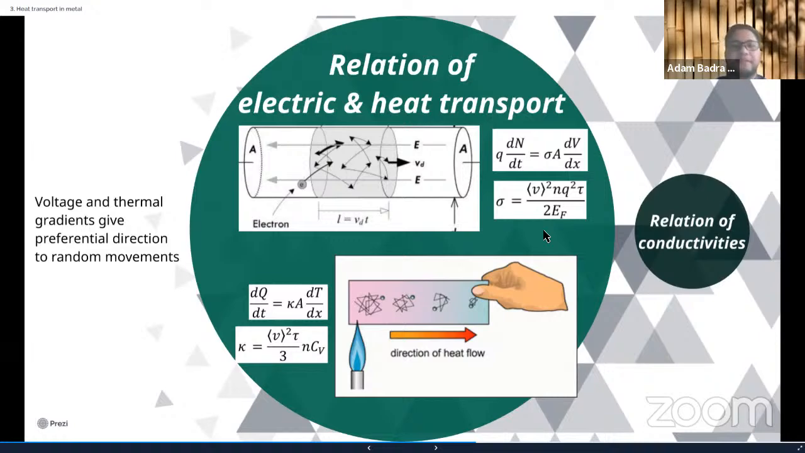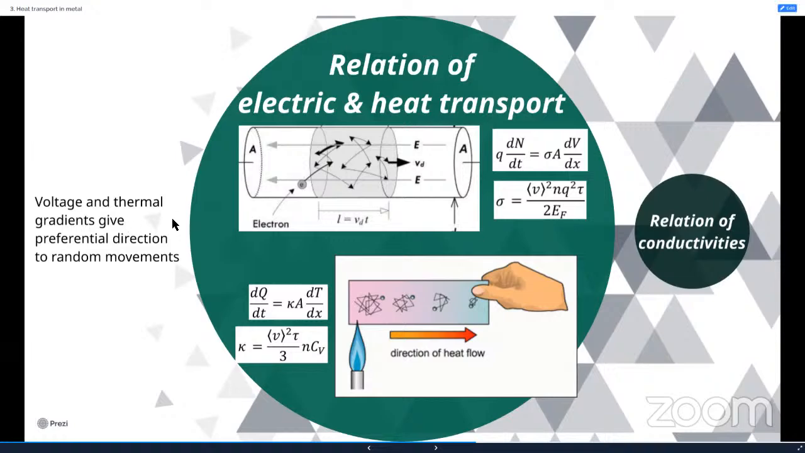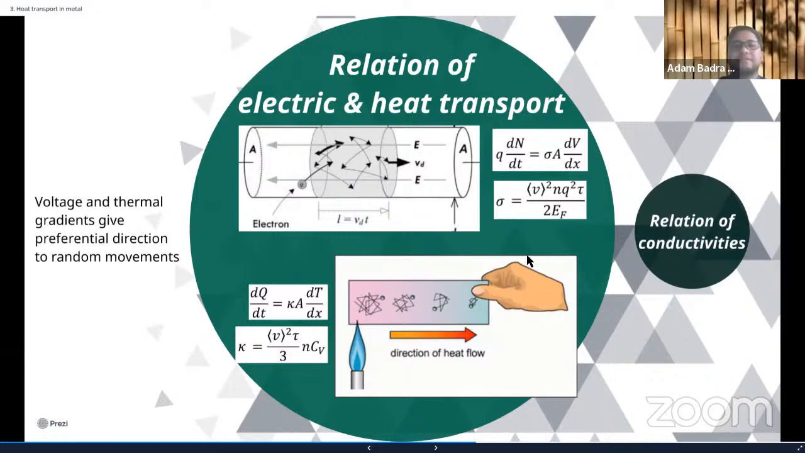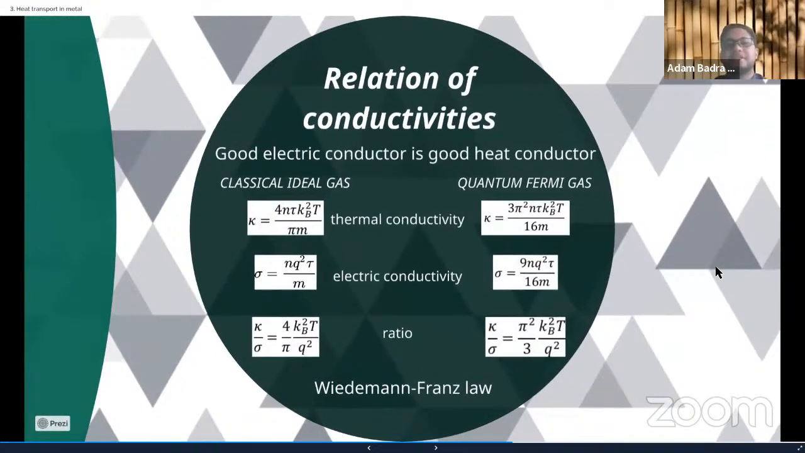So they are directly proportional, the electric conductivity and the heat conductivity. Yes, I want to hear that. That's a good answer. So they are directly proportional. It means it's a natural phenomenon that we observe every day. That is, a good electric conductor is also a good heat conductor. That's the conclusion reached by this theory, by this model.